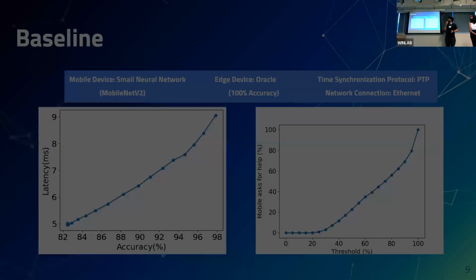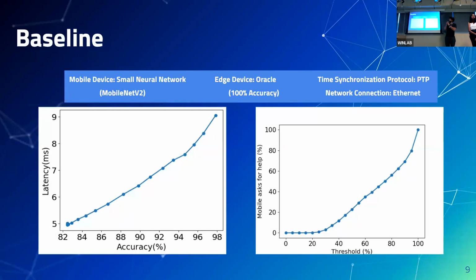These are our baseline findings. For the baseline findings, we use MobileNet v2 on the smaller device. Because we wanted a high accuracy on the edge device and weren't able to achieve that on our own by training the model, we just switched to an Oracle, which knows the answer. Like it knows what the image is automatically.